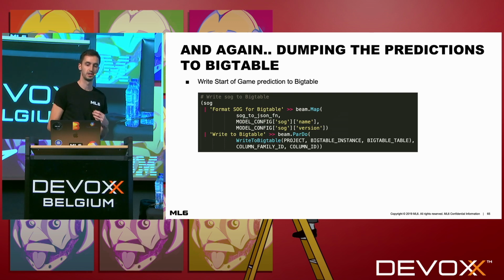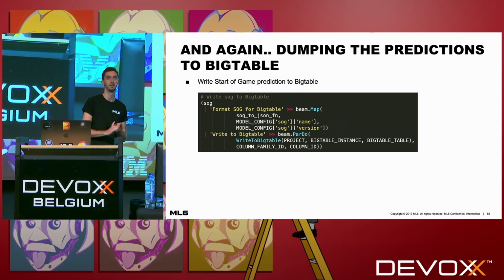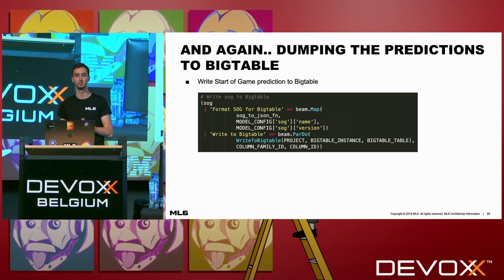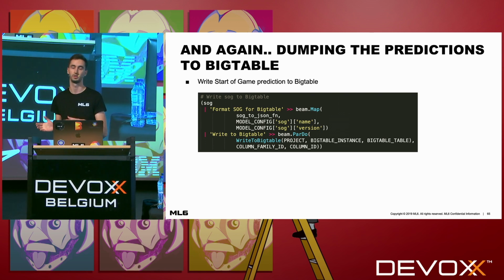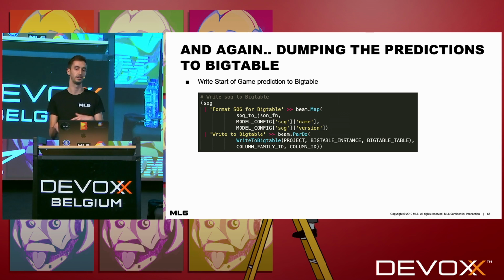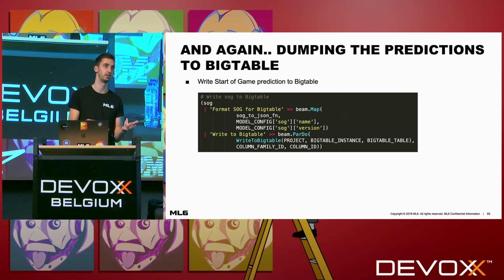Once we have those predictions from our start of game model, we again will dump all of the data to Bigtable so our player can use that data to visualize it. So again, here 2 steps. Formatting: we want to keep track of which model we predicted with and what the version of the model was. This metadata is very important to compare models afterwards. And then the second step is just to write it to the database.